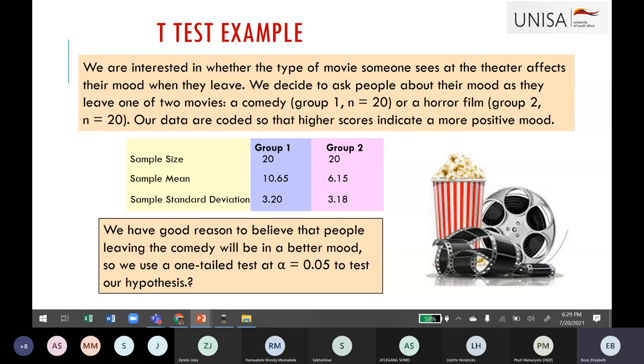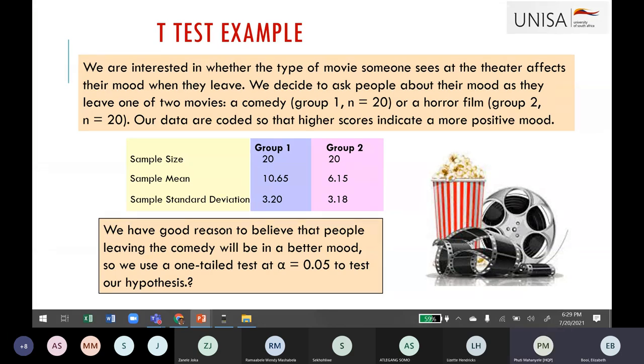So the size for the independent groups, the sample sizes don't have to be the same, don't have to be equal. Only for the paired test later on do they need to be equal, because it's the same group.